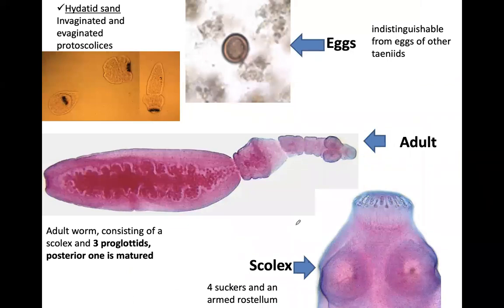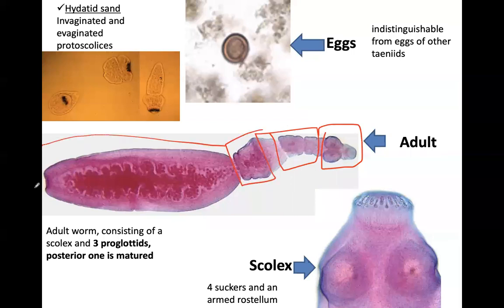Echinococcus is slightly smaller. It has about three proglottids after the scolex. So it has a scolex here, the adult version, and then this is the first proglottid, the second one, and this is the third one. It only contains one mature proglottid that contains the uterus and other reproductive organs. So you need to be able to identify that.